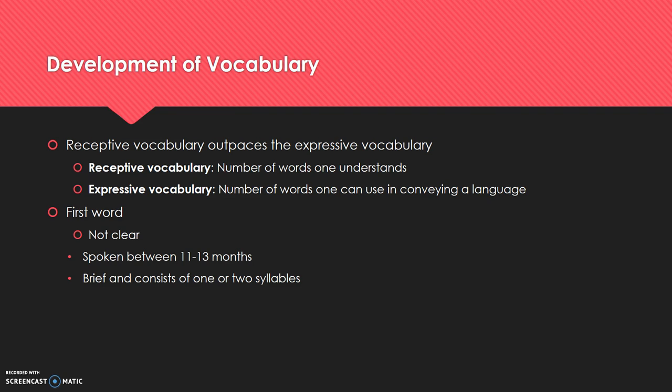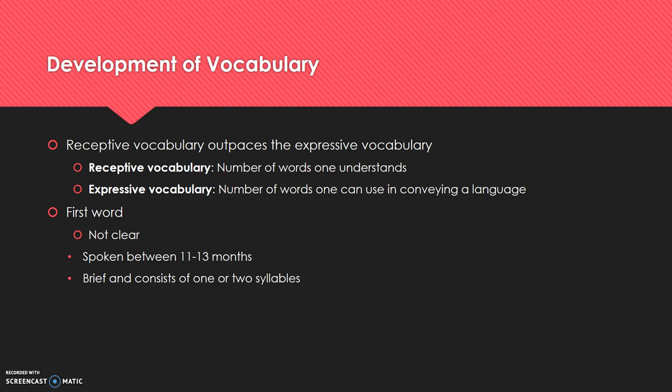Your book talks about one study where they looked at 12-month-olds, and they could speak an average of 13 words, but they comprehended the meaning of 84. So while their expressive language was limited, their receptive was much, much greater. Now, first words are typically not clear. They're usually spoken between the ages of 11 to 13 months, maybe one or two syllables. Lots of times dada is a good first word for a lot of kids. Ball happened to be one of my daughter's first words.